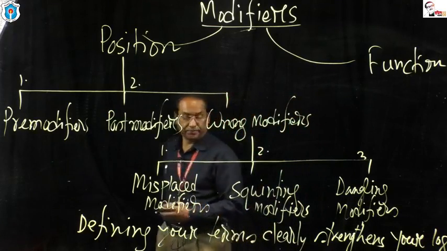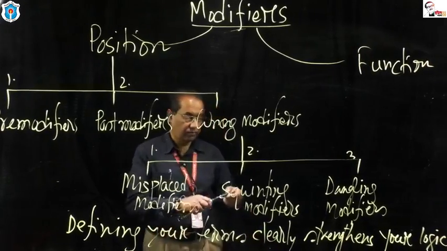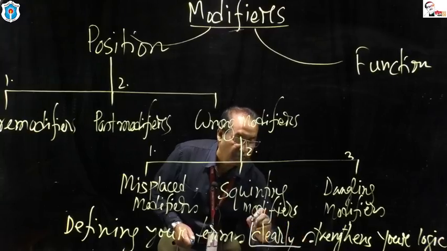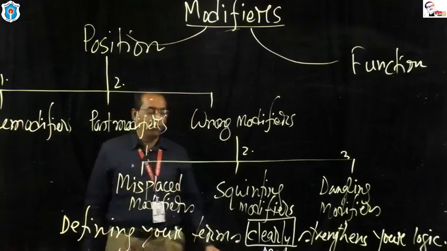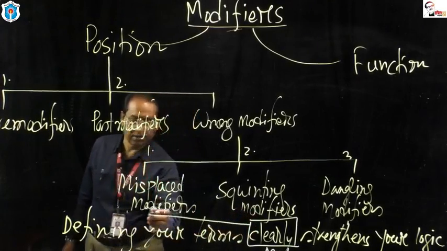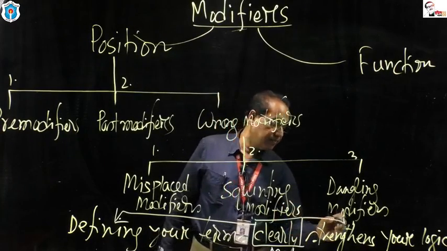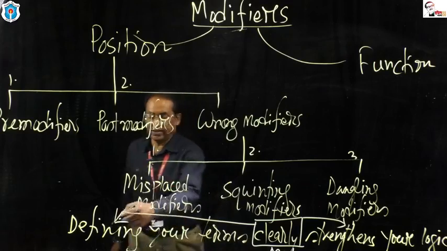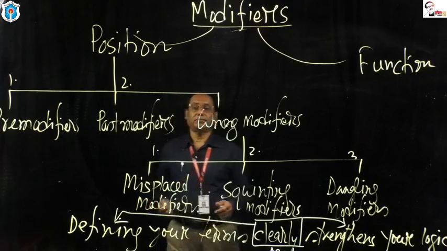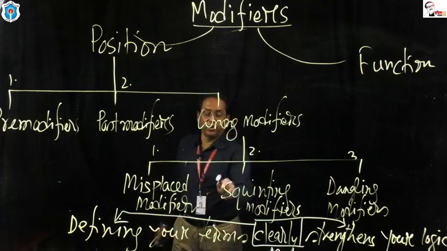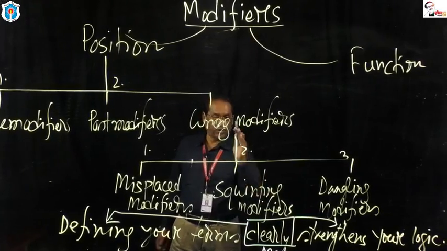Look at this sentence. Here, clearly is a modifier. This is a modifier. Okay? It modifies at the same time two head words. One is strengthens and the other is defining. How? Try to understand. Defining your terms clearly. It means a question arises.